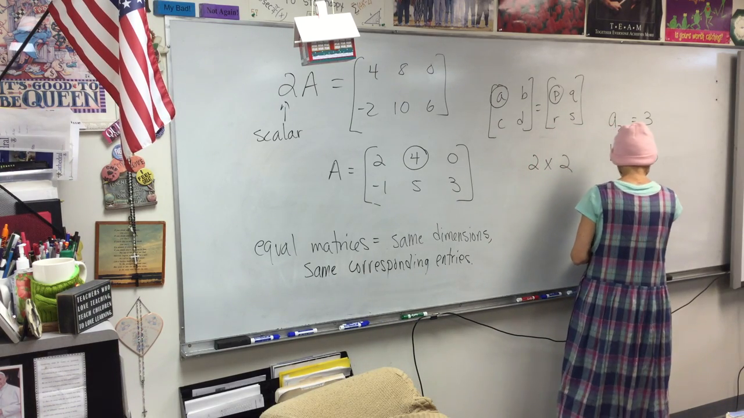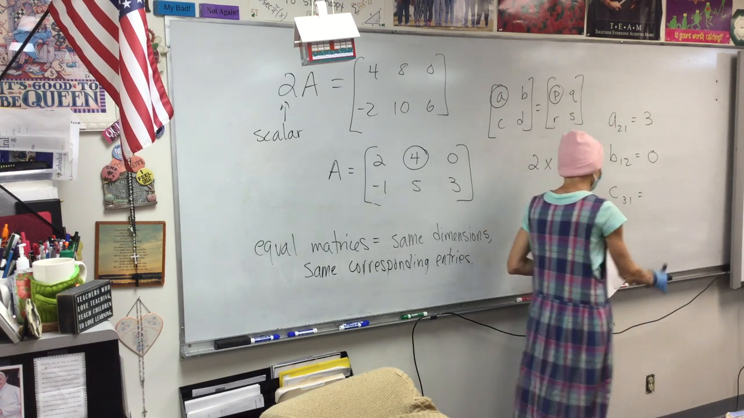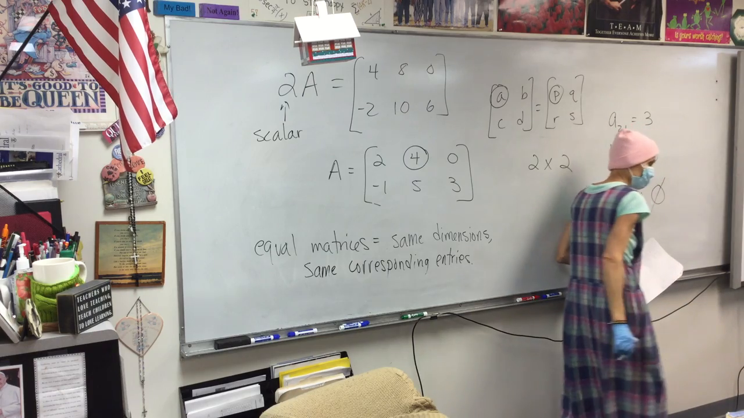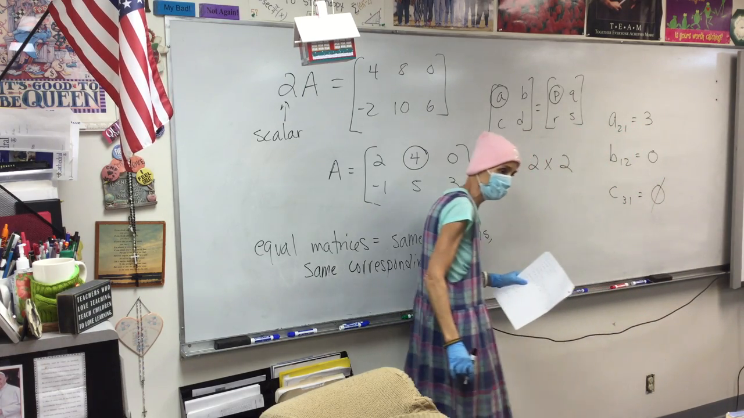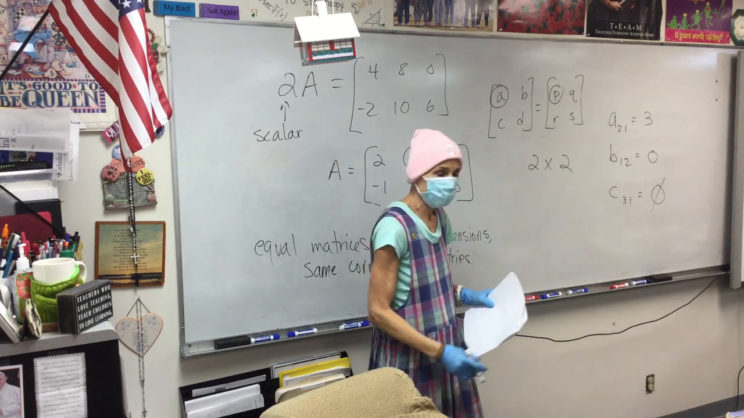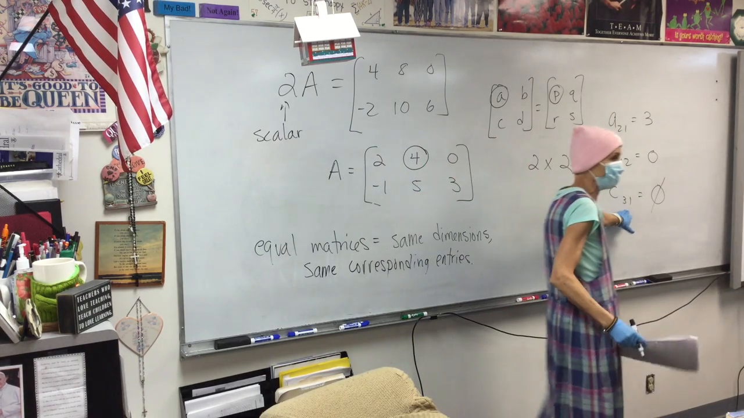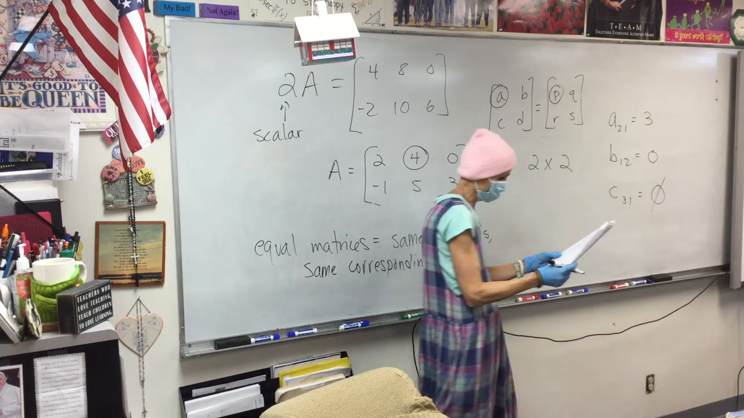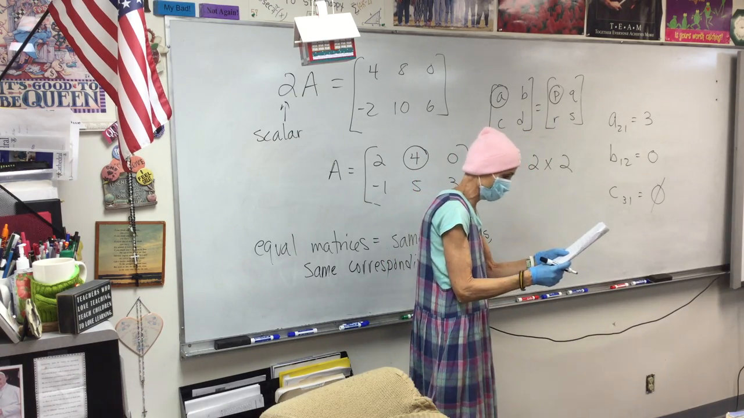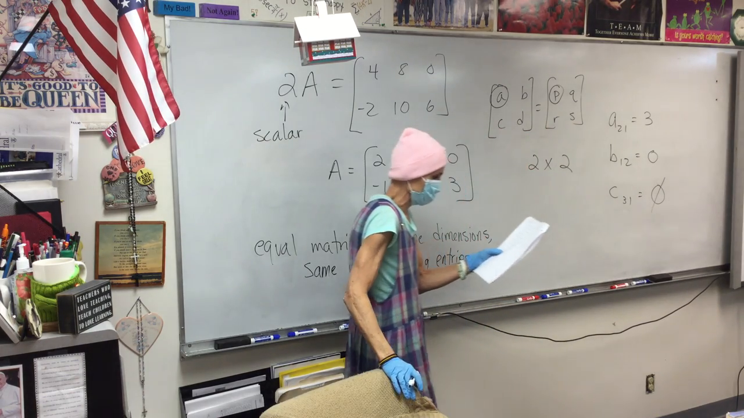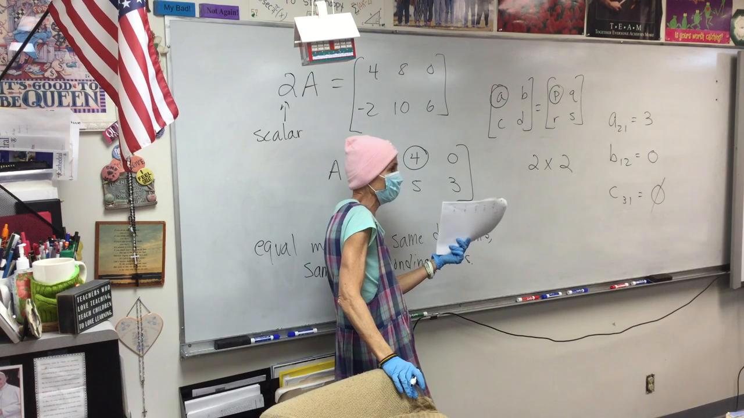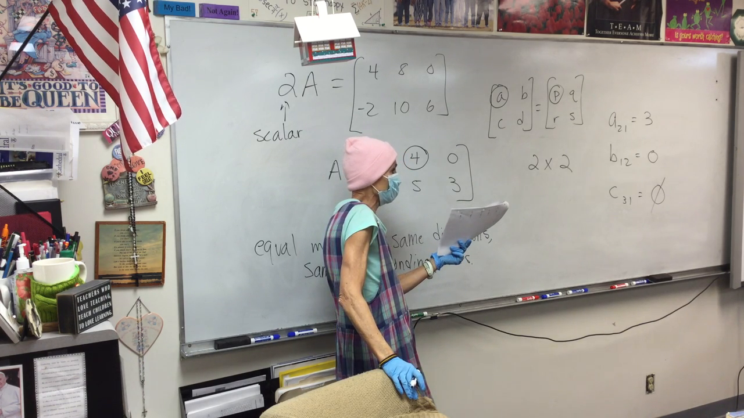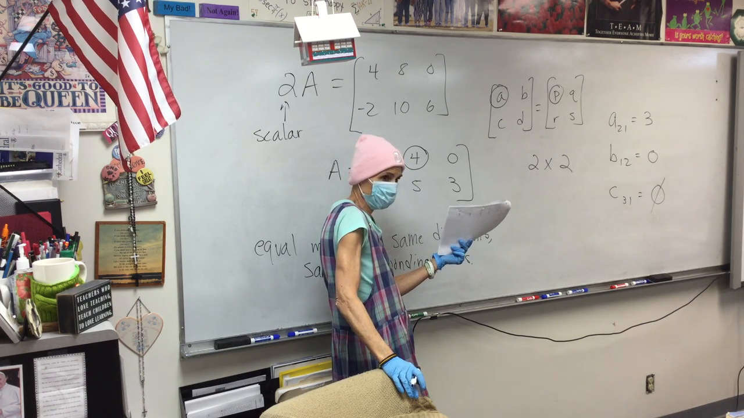C sub 3, 1. Can't do it. That's a tricky problem. Mrs. Ford's getting wild and wacky. In order to have a 3, 1, you got to have a row 3, right? And we don't. So far, so good on this step.